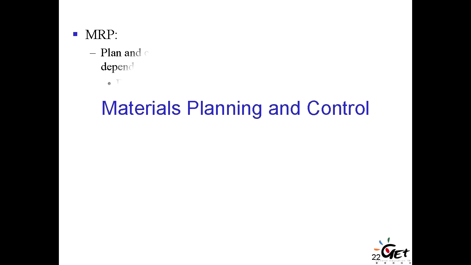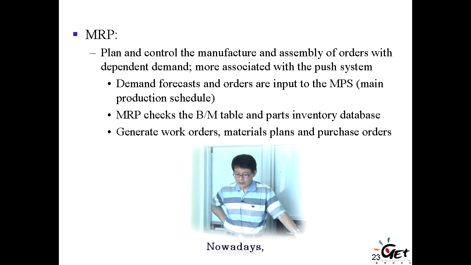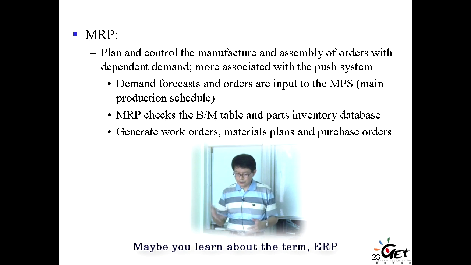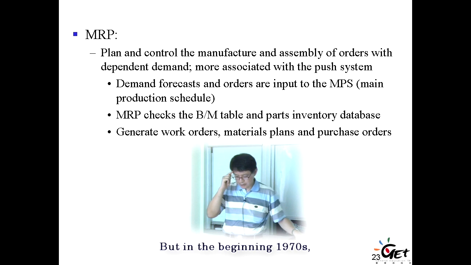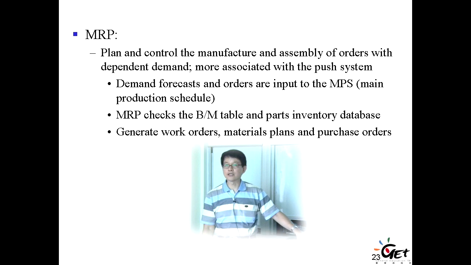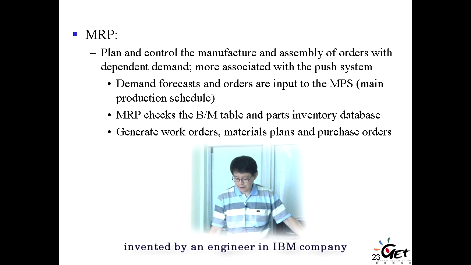Okay, and for the materials planning and control, we can use some automated systems. Right? And the MRP is an early version of this kind of system. Nowadays, we have a new name for MRP. Maybe you all have learned about the term ERP, right? But in the beginning, in the 1970s, okay, the MRP, Materials Requirement Planning, was invented by an engineer in the IBM company.